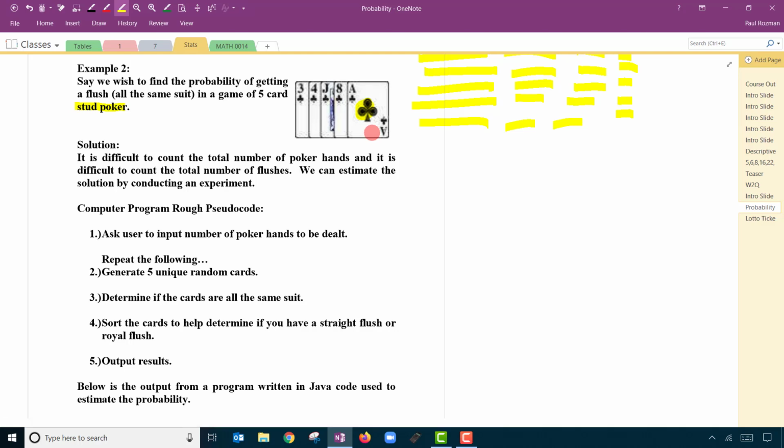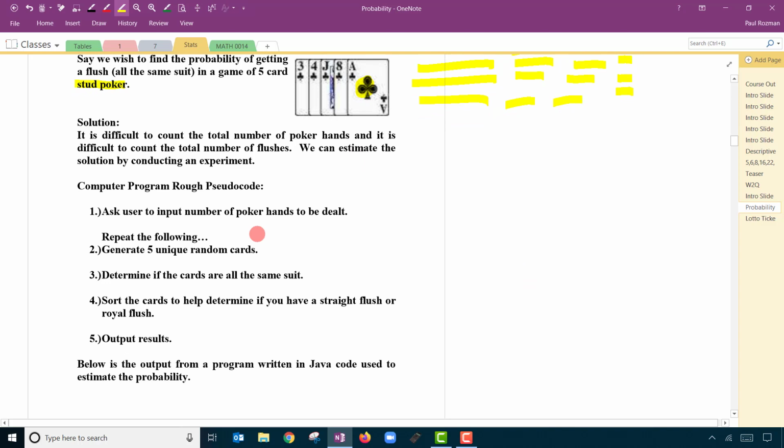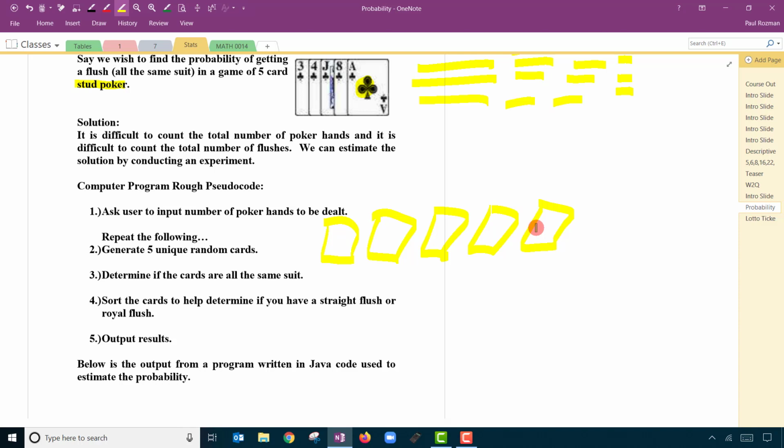Rolling the die was pretty quick, but dealing out 5 cards over and over and over again was tedious. So I relied on a random number generator to help me out. What I would do is generate 5 random cards, and if they were all the same suit, I would say, yay, I have a flush. If they weren't all the same suit, then I wouldn't count that one. And I would keep track of how many times I dealt out 5 random cards.